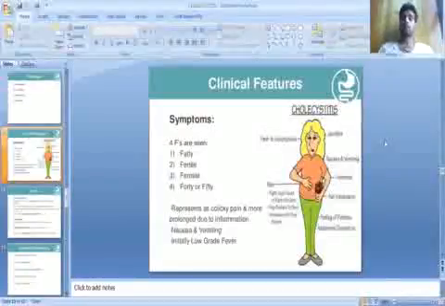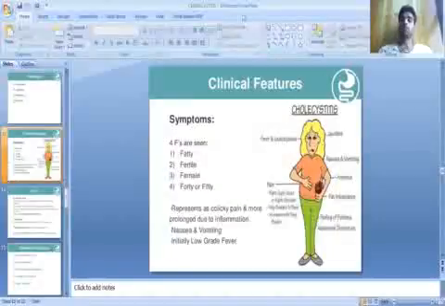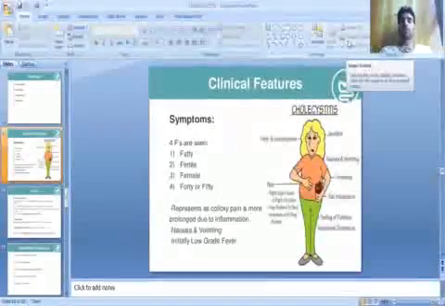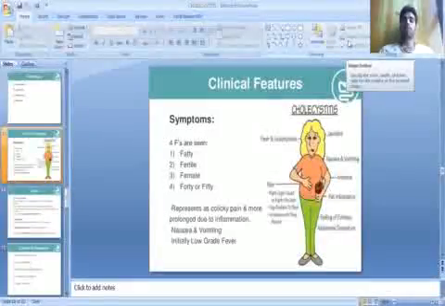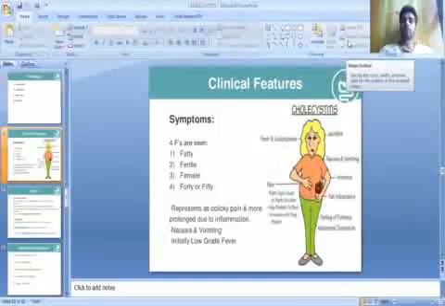Now, in today's class we will discuss the clinical features of cholecystitis. They include the 4F: fatty, fertile, female, 40 to 50.